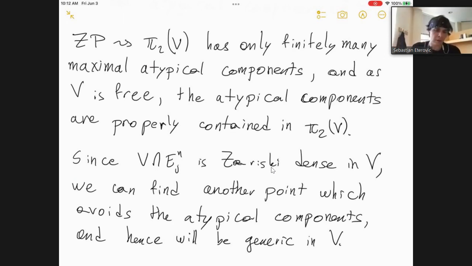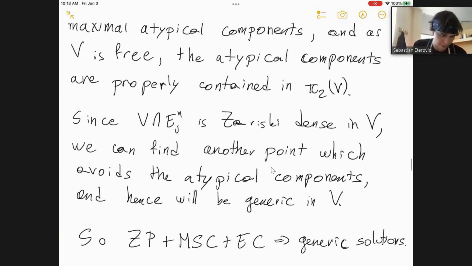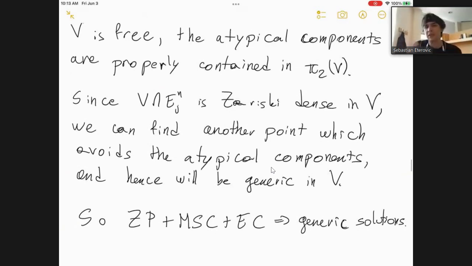Okay, so this is what I meant when I say the three conjectures all come together in a very nice and natural way to produce something like this, talk about the existence of generic points in varieties. And so I've summed it up in this way. If you assume all three conjectures, then you get the existence of generic solutions.